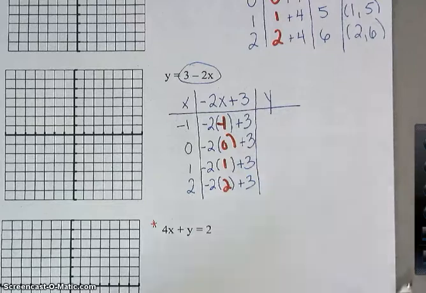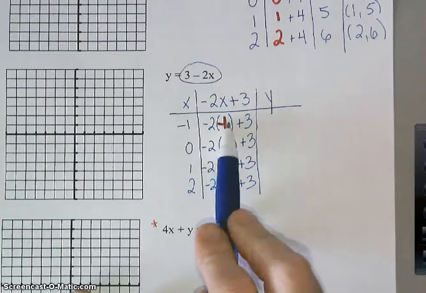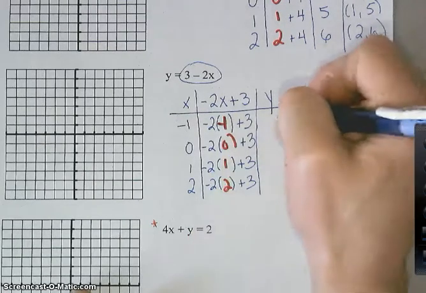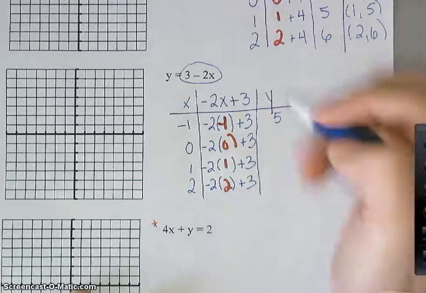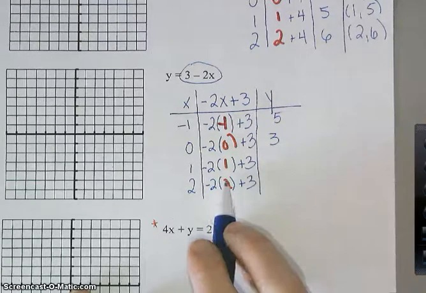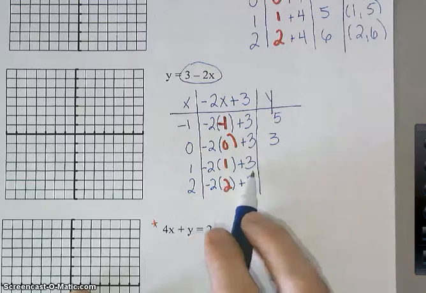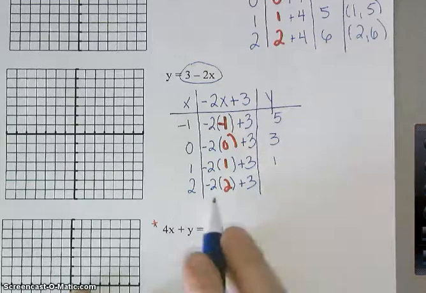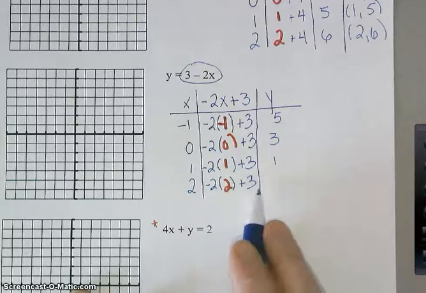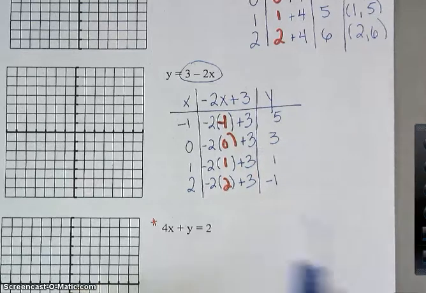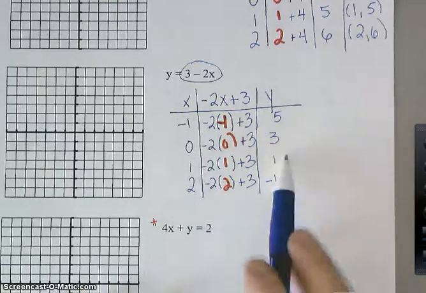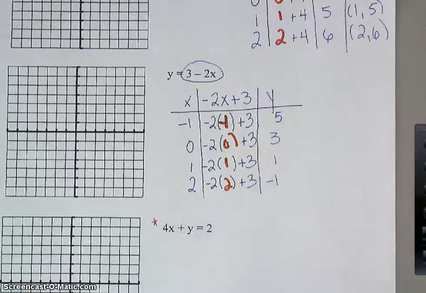So now that I just solved them, -2 times -1 is 2, plus 3 is 5. -2 and 0 is 0, plus 3 is 3. -2 and 1 is -2, plus 3 is 1. And -2 and 2 is -4, plus 3 is -1. So then I have my ordered pairs, and so I need to plot those points now.